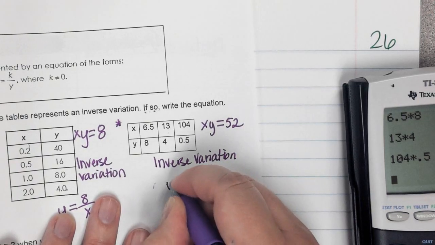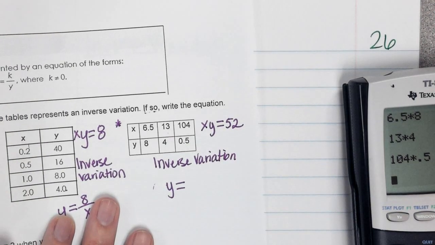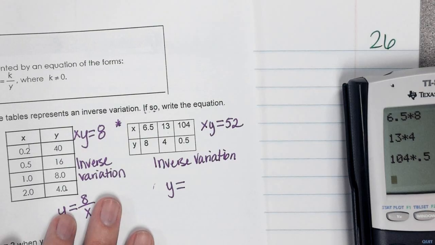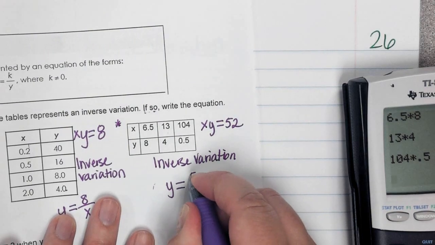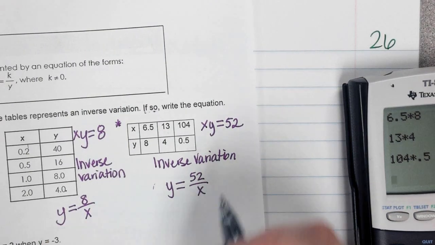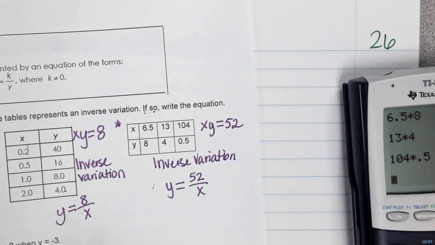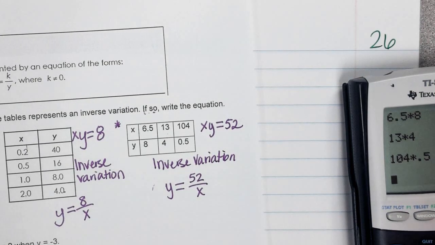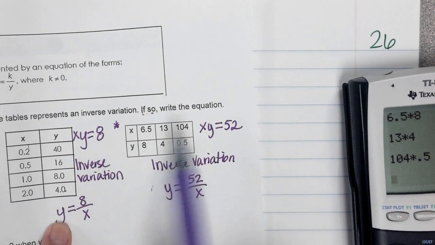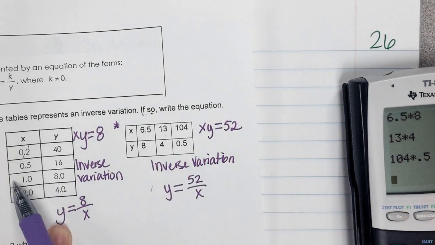And our equation would be y equals k divided by x. And what is our k? 52. So it would be 52 over x. Okay? So one thing we have to be able to do is look at a table and decide if it's inverse variation or not. And if it is, we write the equation. And to tell, we multiply x times y.